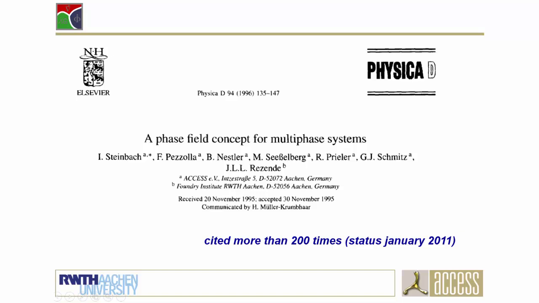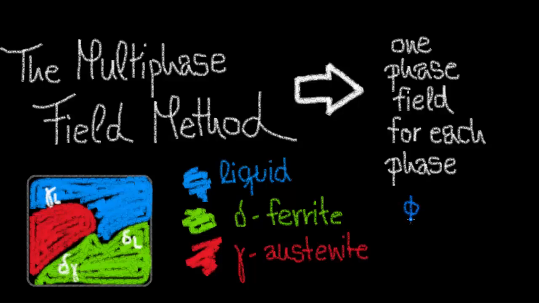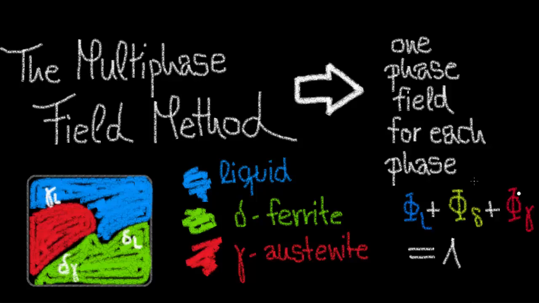One concept for multiphase systems was first published in 1995, and it has become a quite common basis for many other multiphase models. The basic idea of this multiphase field method is to assign one order parameter or one phase field to each phase. So we've got a fraction liquid wherever there is liquid, we've got a fraction of ferrite wherever there is ferrite, and we've got a fraction of austenite wherever there is austenite.